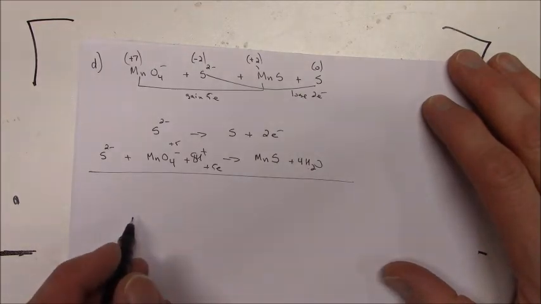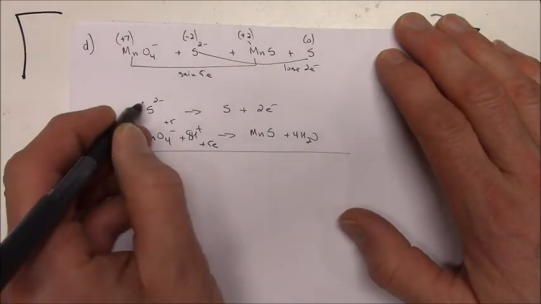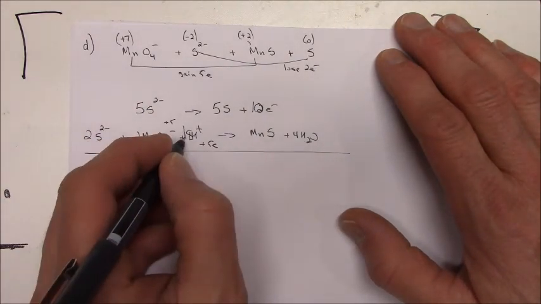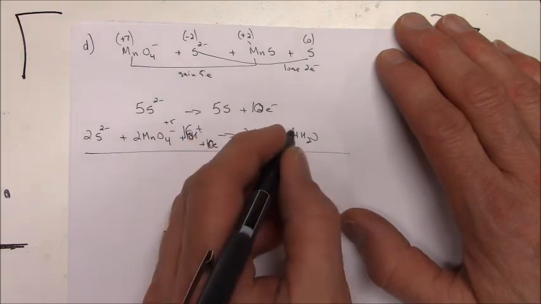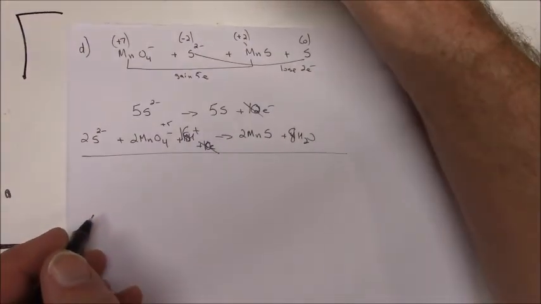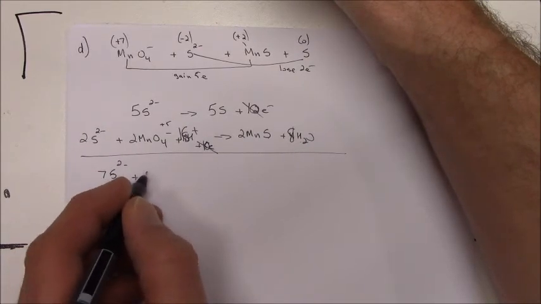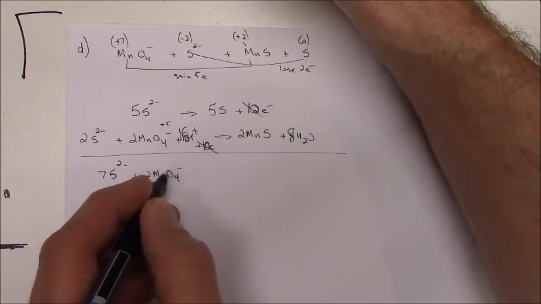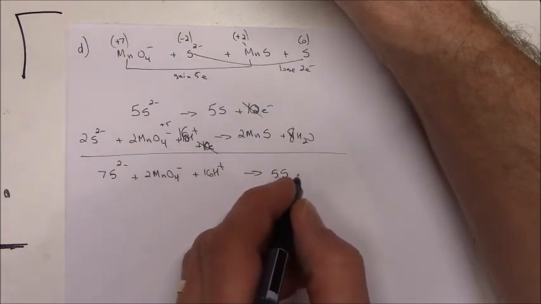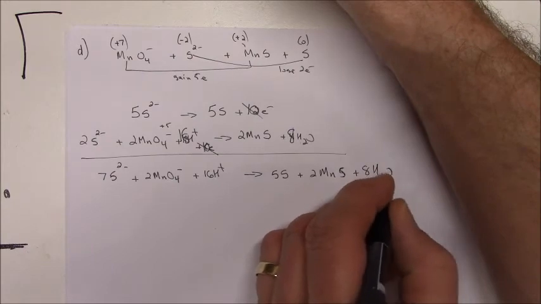So I'm just going to try and save some time here. We're going to multiply this one by 5. So if I do that, this is 5, 5, 10. This one has to be multiplied by 2. 16, 10, 2, 8. 10 electrons, 10 electrons. So you're going to get 7S2 minus plus 2MnO4 minus plus 16H plus, and that would be 5S plus 2MnS plus 8H2O.